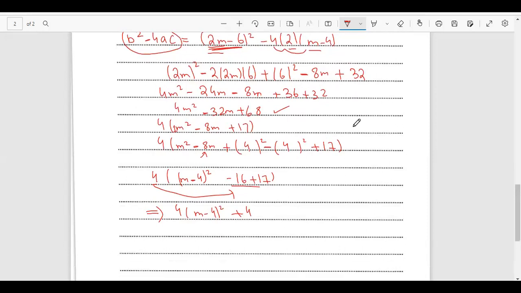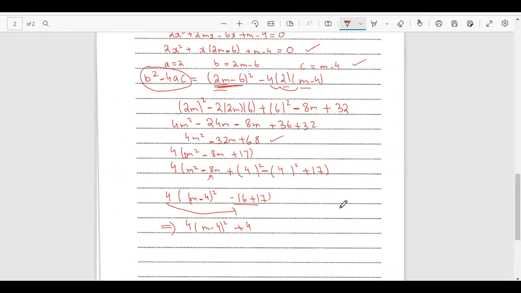Now, what do you think? This is the discriminant basically, right? B squared minus 4ac is basically 4 multiplied by m minus 4 whole squared plus 4. Now it's obvious 4 is a positive number. Square of every number is supposed to be positive. So when I will multiply this 4 with the square, this would give me a positive number. And when I will add this positive number to 4, it is obviously going to be greater than 0. And this is what we had to prove.